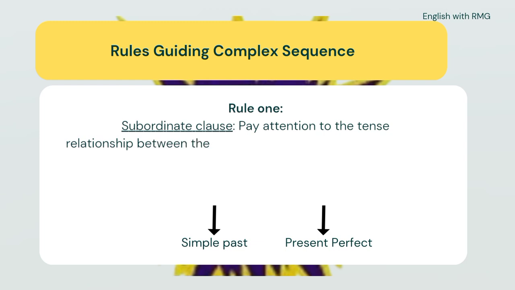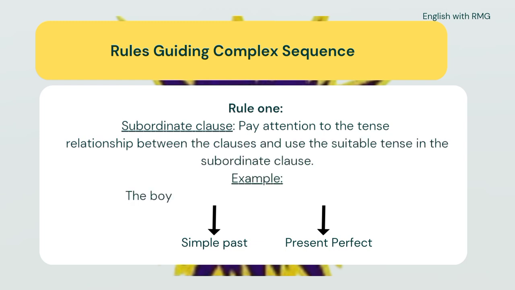So rule 1 for a complex sequence. Subordinate clause, that is, pay attention to the tense relationship between the clauses and use the suitable tense in the subordinate clause. So I want you to pay attention to something that I've been emphasizing since the beginning of this lesson. The first thing you need to do is pay attention to the sense of time. So let's look at this. The boy who stole the bag has been arrested.